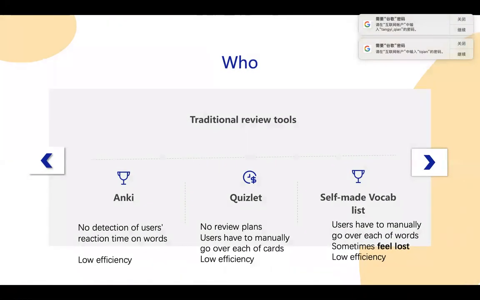Because there are a lot of traditional review platforms like Anki, Quizlet, or your self-made vocab list, but all of them have a problem. You just look at those words and try to memorize them one by one, but you just waste your time on those easy words. And sometimes you do not know if you really know it or not, so there's no way to test yourself.